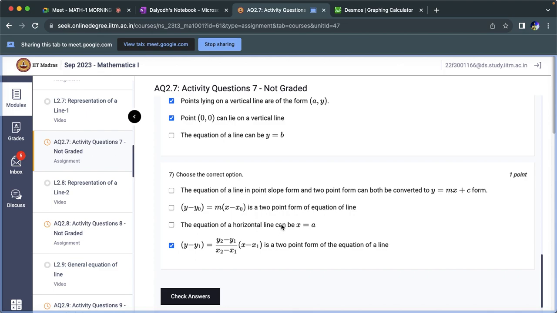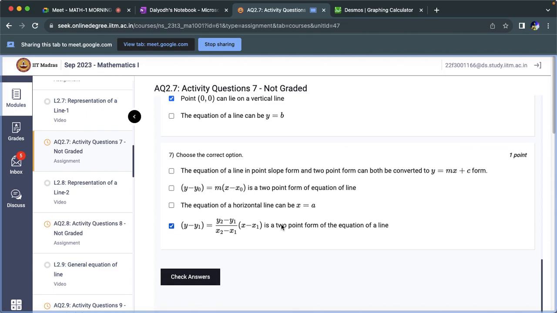Is it fine to say the equation of a horizontal line can be x equal to 0? No, it's not fine, because x can't be a constant. y should be constant and x should vary for a horizontal line, and the opposite for the vertical. So that's fine.